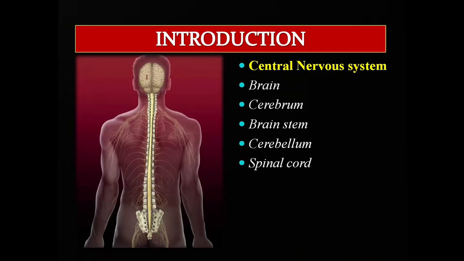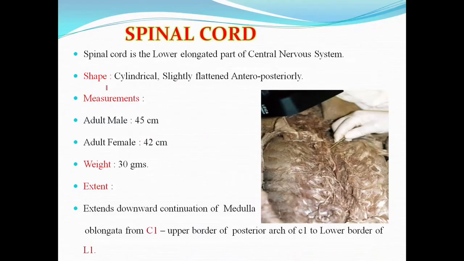So when you see the brain, the further steps will be the brainstem, which includes the midbrain, pons, and the medulla. The medulla oblongata itself will be the descending continuation into the vertebral column as the spinal cord. The spinal cord is the lower elongated part of the central nervous system.